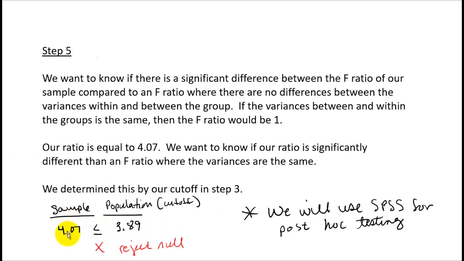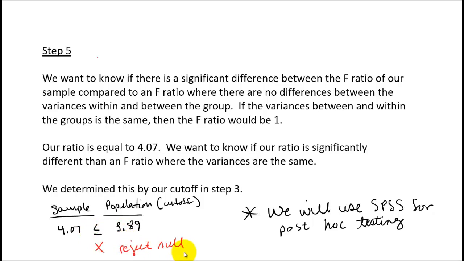Our sample's F ratio was 4.07, and again, we brought this forward from step number 1. Is our sample F ratio less than or equal to our population F ratio of 3.89? This equation is not true. 4.07 is not less than or equal to 3.89, therefore we reject the null hypothesis.